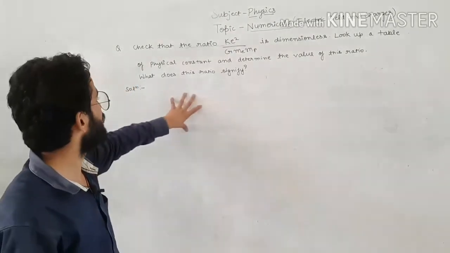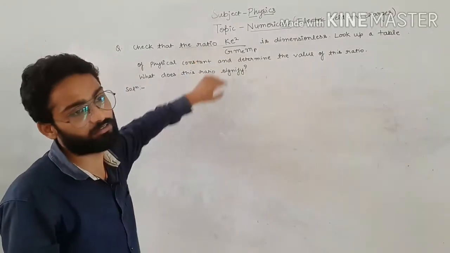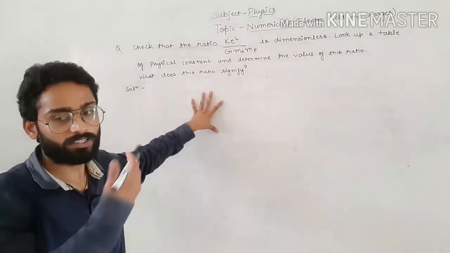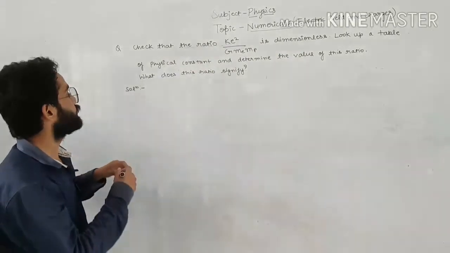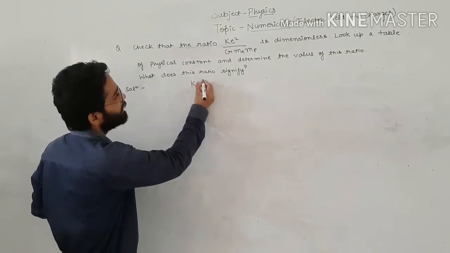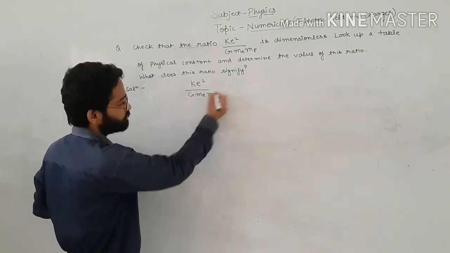And then we have to find the ratio, that means the value of this. And what does this ratio signify? We have to find this also. So let us solve it out. For solving it, we have to write Ke square upon G me mp.